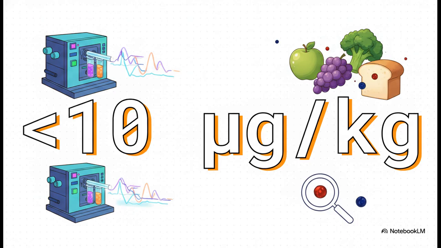Let that sink in. That is an astonishingly tiny amount. It essentially means the instrument is sensitive enough to detect less than 10 parts per billion of toxic residue hiding out in a really messy, complex food matrix. It's the ultimate safeguard ensuring the food reaching your kitchen table is undeniably safe.